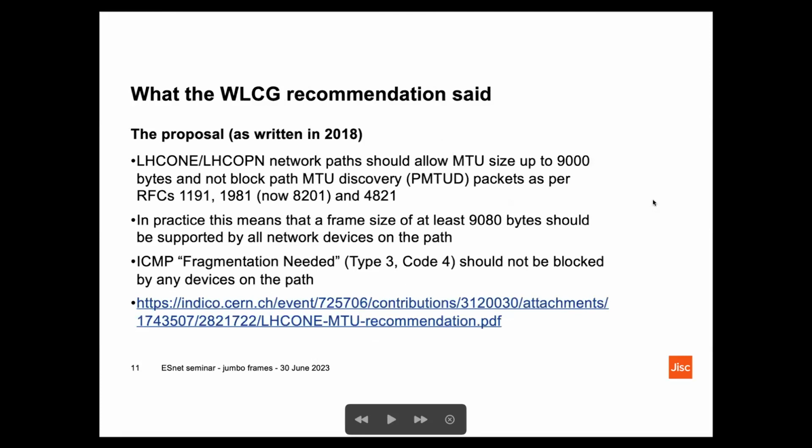The WLCG recommendation of 2018 said a few things. There's a link to it there if you want to have a look. The network path should allow MTU sizes up to 9000, but it also stated other things required to make it work, like not blocking path MTU discovery packets, as per the RFCs listed there, and suggested an actual frame size of 9080 be supported by all network devices on the path to allow for the overhead.